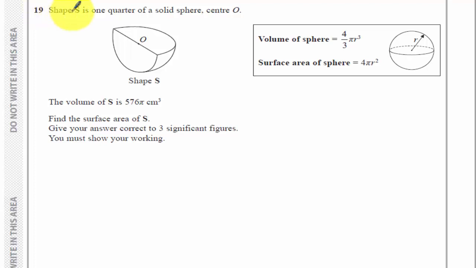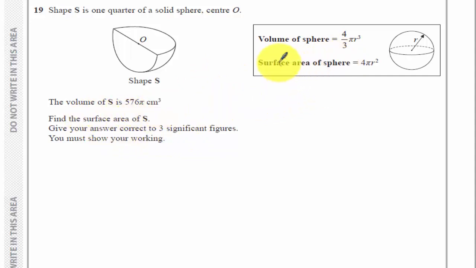Question 19. Shape S is 1/4 of a solid sphere centre O. The volume of S is 576 pi centimetres cubed. Find the surface area of S. Give your answer correct to three significant figures. You must show your workings.